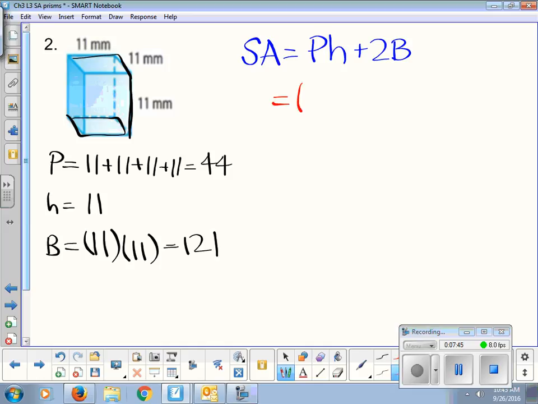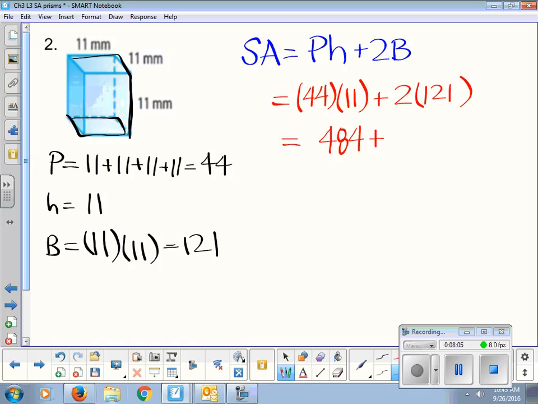We are then going to plug that into our formula. So for P, we have 44, and we're multiplying that by our height, which is 11. And then we're going to add 2 times our area of the base, which is 121. What is 44 times 11? 484. And what is 2 times 121? 242. And our last step would be to add them together. And when you add these two together, we get 726.